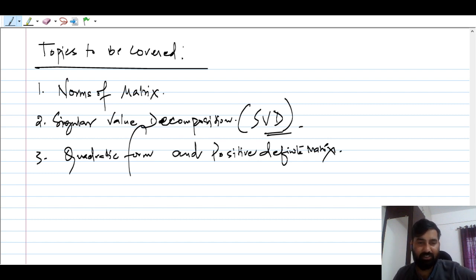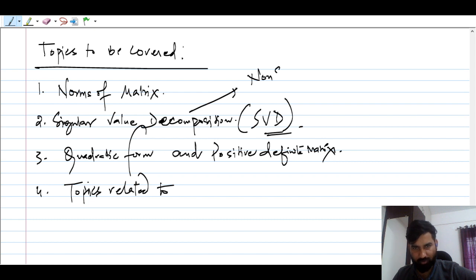And there are some miscellaneous topics, okay, topics related to, okay. This decomposition is applicable on non-square matrix as well.